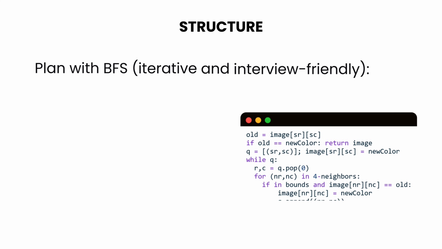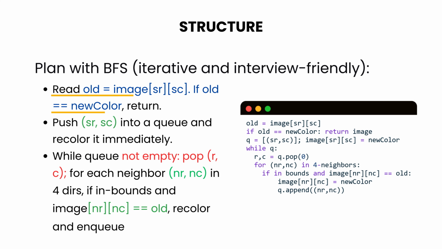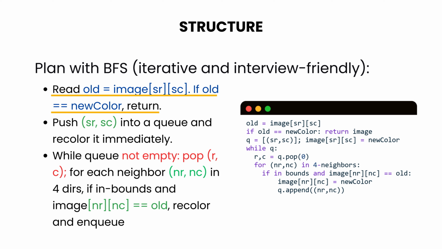Here's the structure. Plan with BFS, iterative and interview friendly. Read old equals image[sr][sc]. If old equals new color, return. Push sr, sc into a queue and recolor it immediately. While the queue is not empty, pop r, c, and for each neighbor nr, nc in 4 directions: if in bounds and image[nr][nc] equals old, recolor and enqueue.